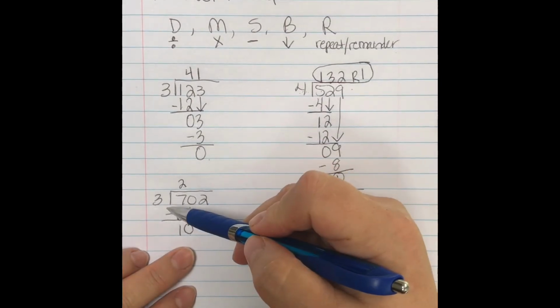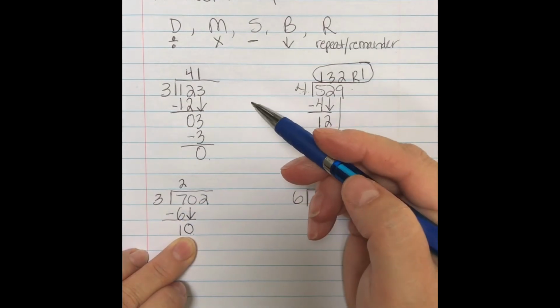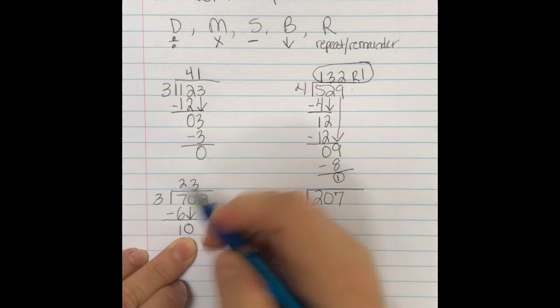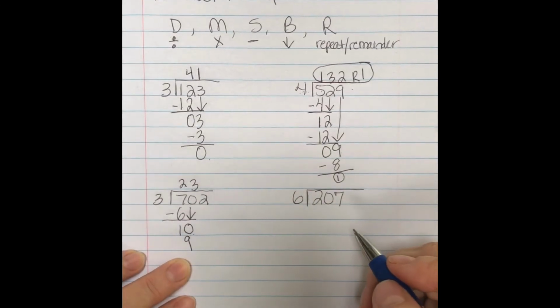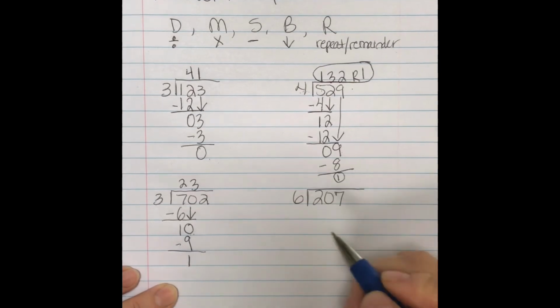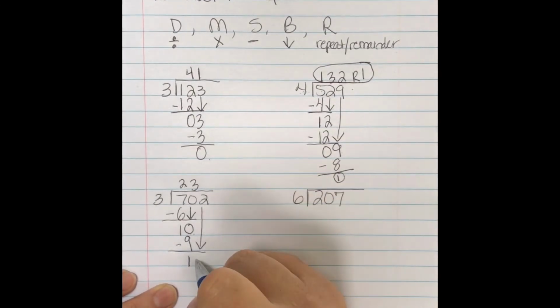Okay, so now I'm going to do the same thing. Can I divide 10 into groups of 3? Yes, I can. How many without going over? 3, because 3 times 3 is 9. Now I'm going to subtract. 10 minus 9 is 1. Now I'm going to bring down. Draw your arrow, bring your 2 down.